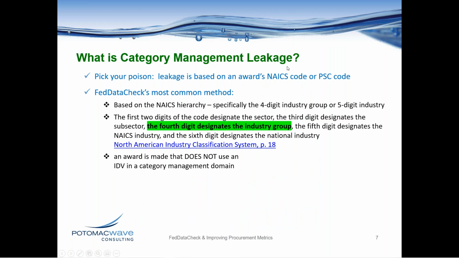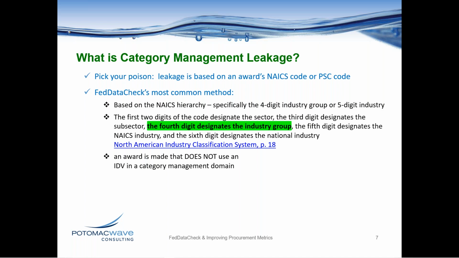Okay, so we're thinking about leakage now. First, let's look at this. An award is made that does not use an IDV in a category management domain. So that's the first hurdle. If we went through utilization, which gets assigned to, let's say that's good spend. You can put that in quotes.